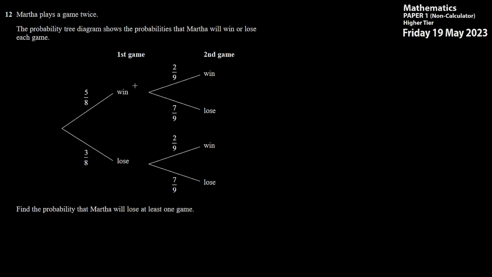So looking at the first result here, win-win, well, that's not going to satisfy the condition that we're given. This second route, win-lose, yes, that's going to be okay. This third route, lose and then win, yes, that will also be okay. And lose-lose, well, they didn't say anything about just one game, it said at least one game. So the fact that she's lost two games still satisfies this condition.